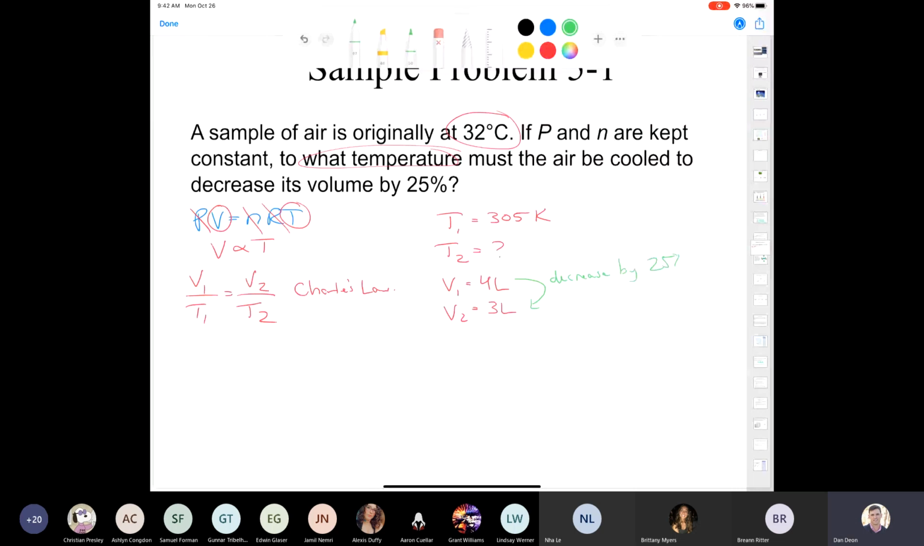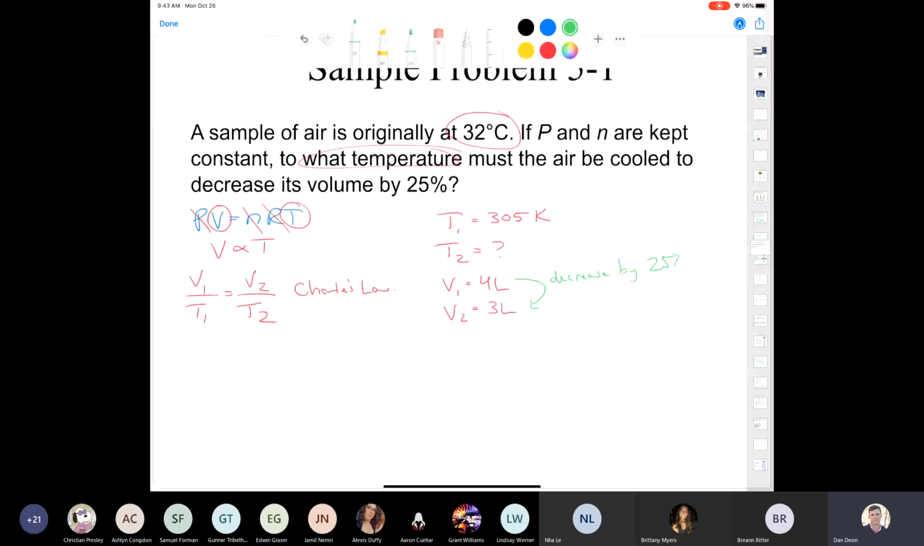25%. And remember, don't think that you have to plug in 4 liters and 3 liters. You could plug in 10 liters and 7.5 liters, which is also a decrease in 25% of 10 liters. That will give you the exact same answer. Don't believe me? Try it out. I promise you that if you plug in any number for a volume and then decrease that by 25% or multiply it by 0.75 and use that as your final volume, it's going to work. You're going to get the same T2.